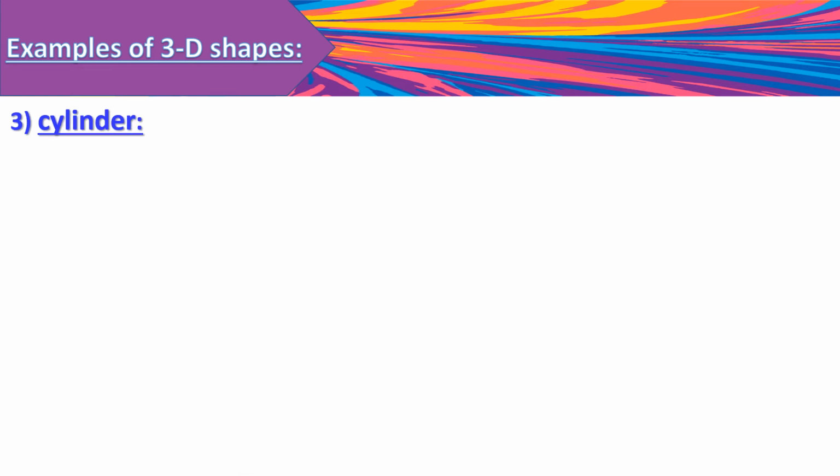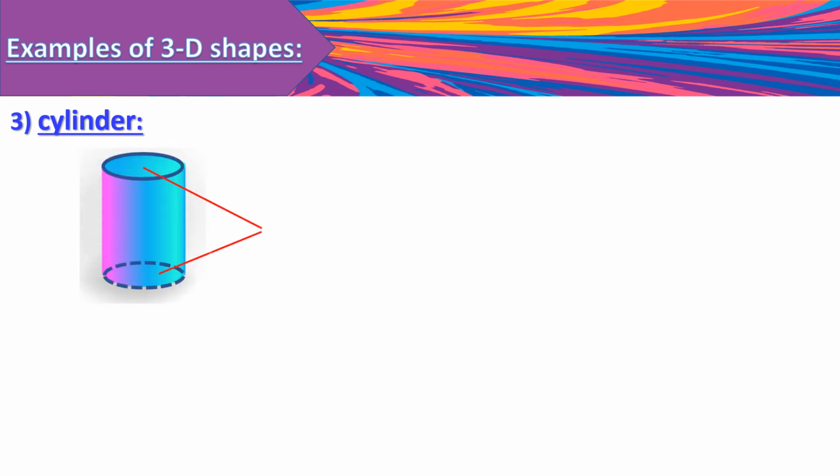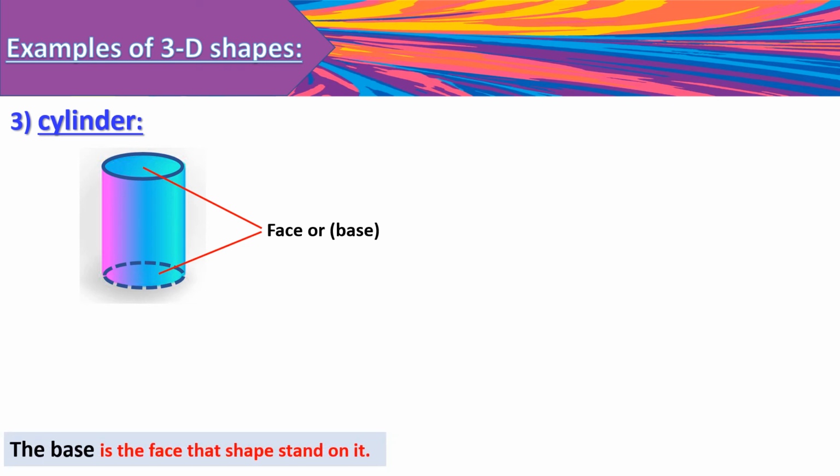Number 3, cylinder. It's like this shape. It has 2 faces or 2 bases. And remember that a base is a face the shape can stand on. We can put the cylinder on this face or this face. So they are 2 faces or 2 bases.